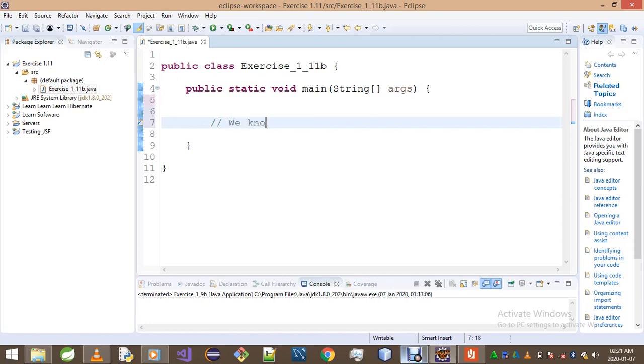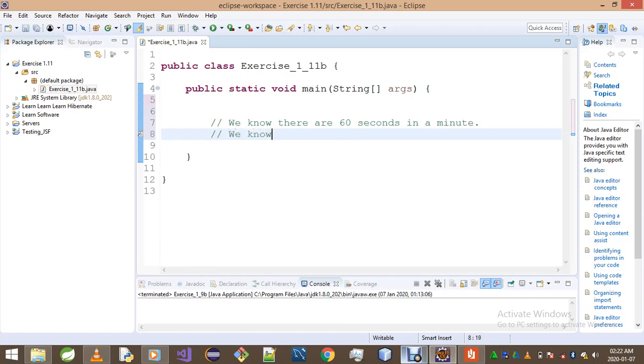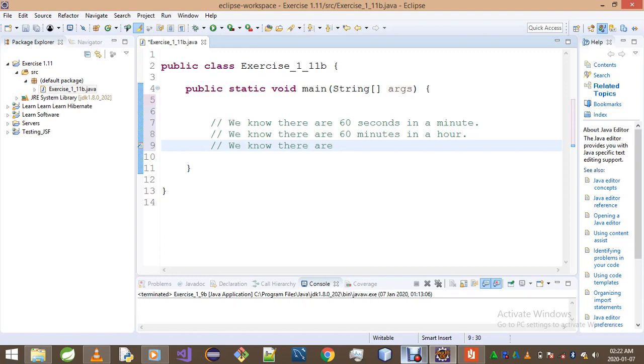We know there are 60 seconds in a minute. We also know there are 60 minutes in an hour. Again, we also know there are 3,600 seconds in an hour.